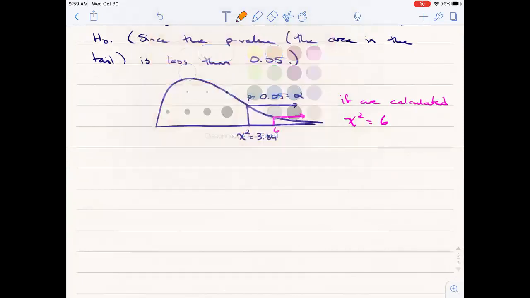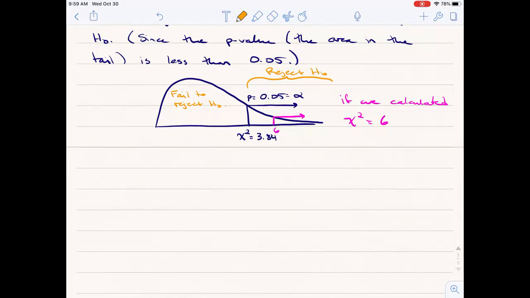So just to clarify, in this region, you're going to reject H0. Anything beyond that point, reject H0. In here, we fail to reject H0 up until that critical value. Nice. Any questions about that?